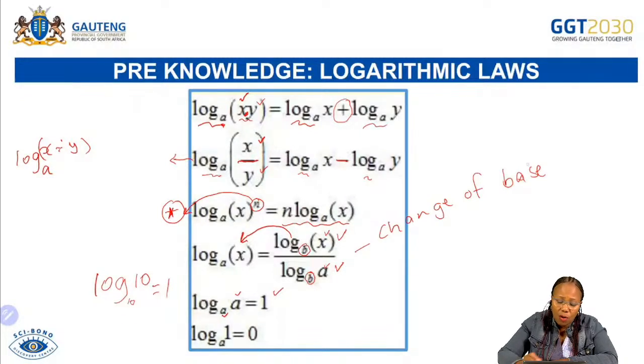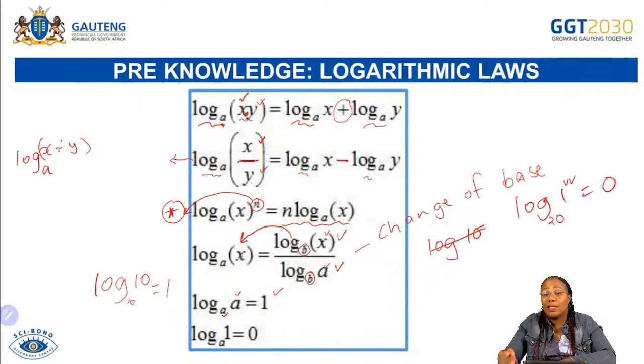It can be the log of 1 with the base of 20. As long as it's a log of 1, the answer will be 0. Great job. That is what this rule is stating to us. Okay.